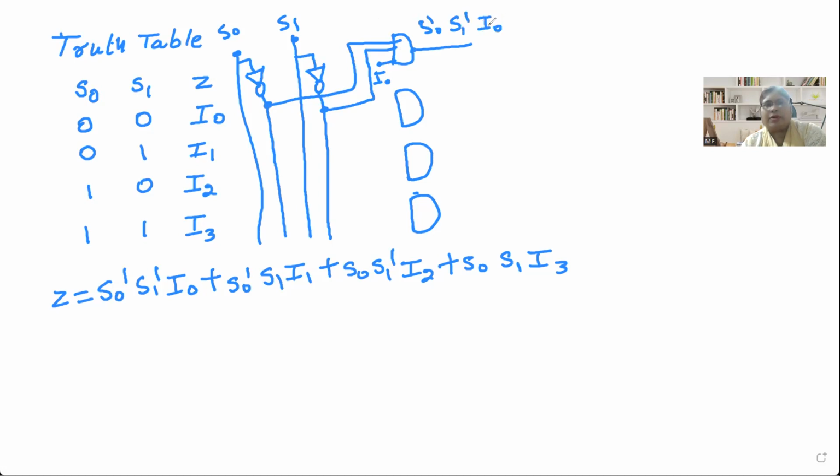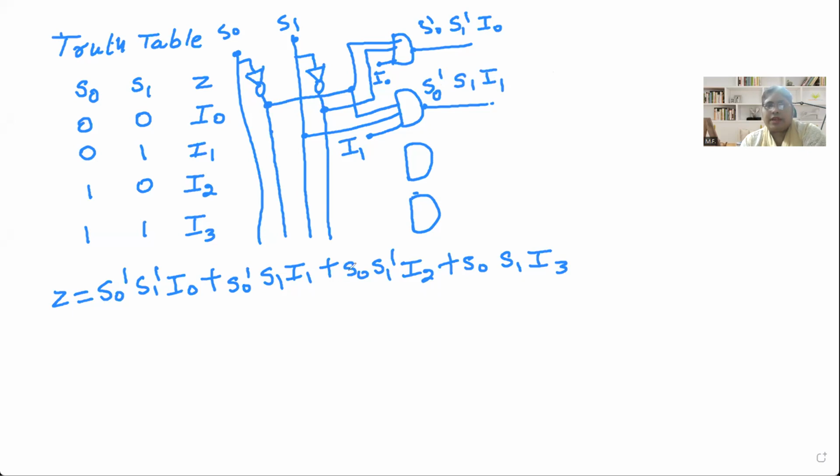and I naught. Now similarly connect this one S naught dash, S1 and I1. So S naught dash is already available here. So I'm connecting here S naught dash. Then S1 is required to connect this S1. Now I1 is required to connect. So I'm connecting here I1. Now the output of this AND gate is equal to S naught dash S1 I1.